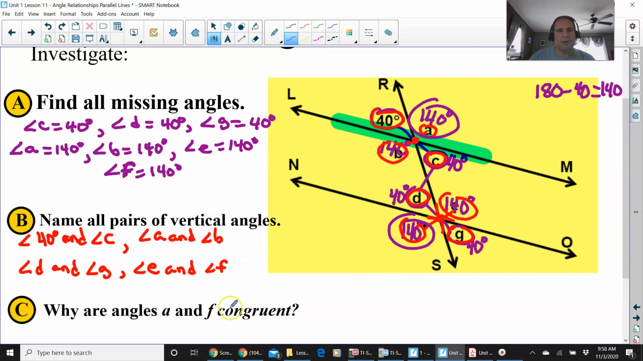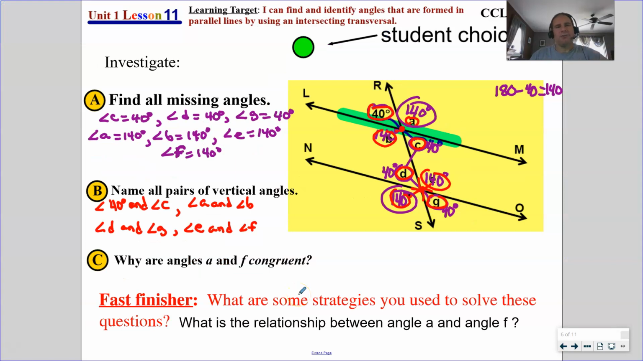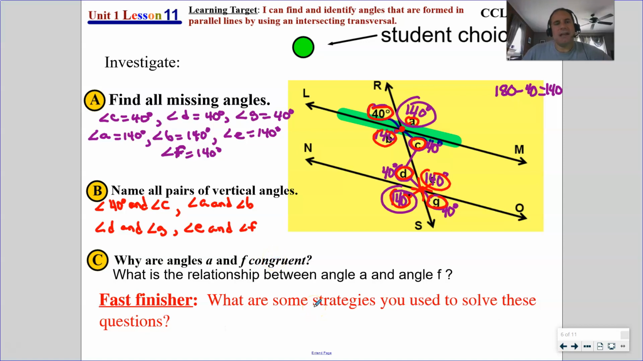So A and F, they want to know why they are congruent. And sometimes they ask, what is the relationship between angle A and F? That's the way they ask it a lot. If you have a question like, why are angles A and F congruent, you could simply say, because they're the same. All right. But what is the relationship means that they want you to name the specific reason why they are congruent.